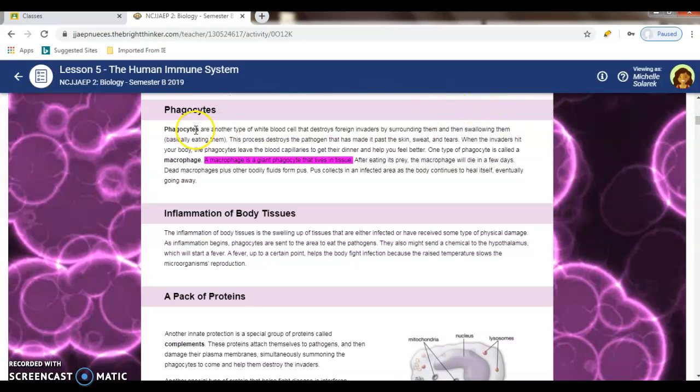And then we have phagocytes, which is another type of white blood cell that destroys foreign invaders by surrounding them and swallowing them. And then going on, one type of phagocyte is called a macrophage. A macrophage is a giant phagocyte that lives in the tissue, and it eats its prey and will die in a few days.